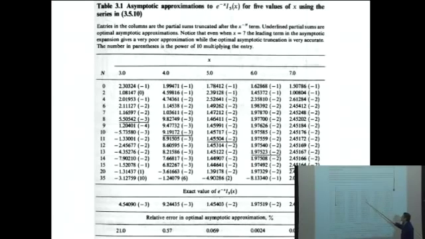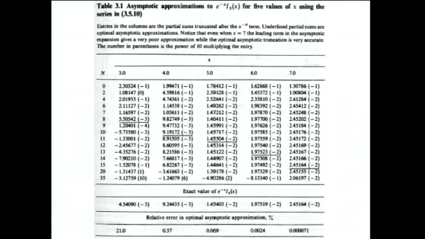Okay? Smaller and smaller. Here's the smallest term. Here are all the terms you take in the optimal asymptotic approximation. You stop here, and then the terms are getting larger and larger. So the question is, how well are you doing? What is the error? And this down here is the relative error in the optimal asymptotic approximation.